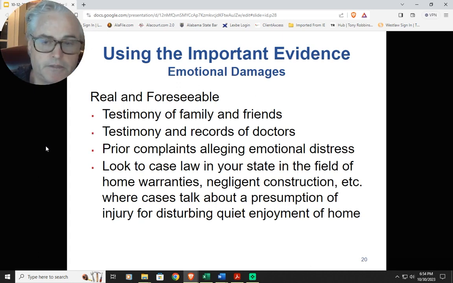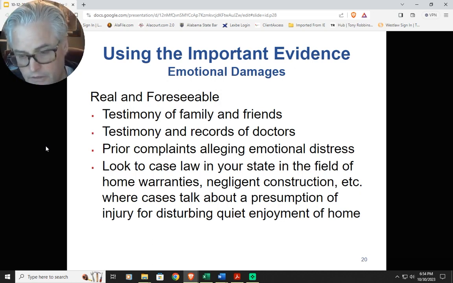Testimony and records of your doctors. Your doctor's not ever going to say, Mr. and Mrs. Smith have stress because of the conduct of their mortgage servicer and their National Field Services company. That's not how this works. It's always going to say things like financial difficulties, extra stress. Maybe it mentions fear of losing their home. Maybe it mentions loss of personal property. Maybe it just mentions extra stress, whatever.